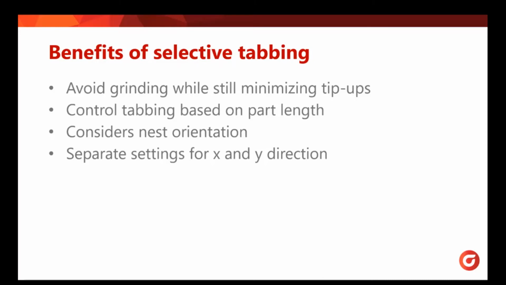This also considers the nest orientation. So we're basically going to look at how the parts are laid out on the nest, and then we can dictate what parts are going to get tabbed based on either the length or which direction those parts are coming out. We can also separate settings for the X and Y direction. Like I said, we'll go over that a little later on, but we can dictate what the length is going to be in the X and the Y direction based on the slats.